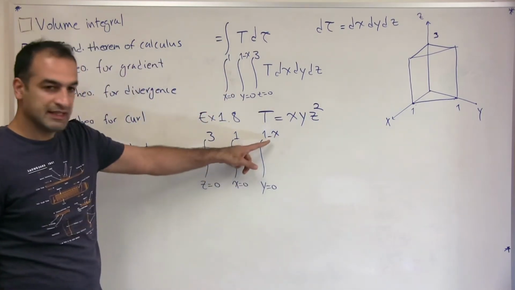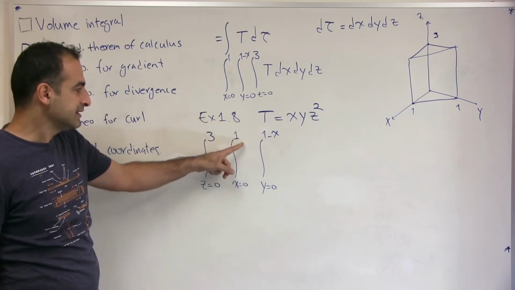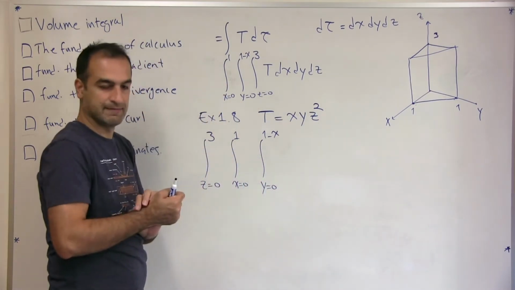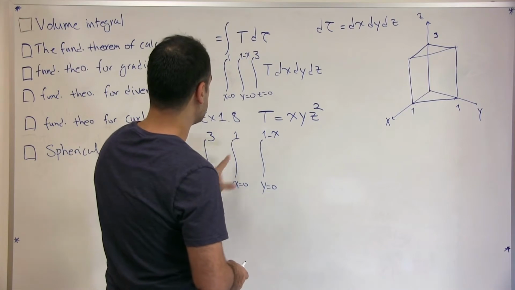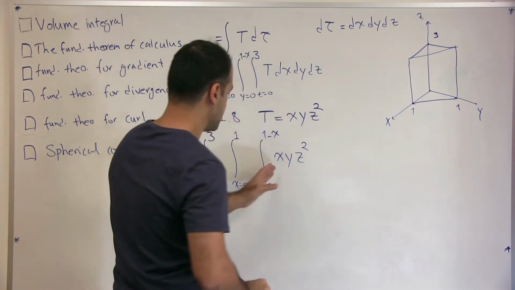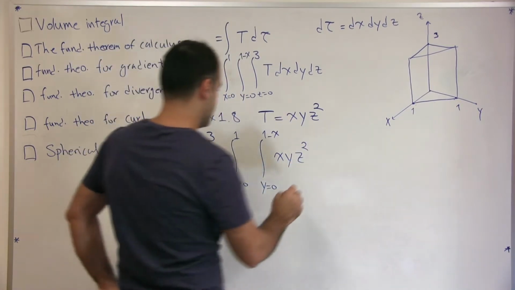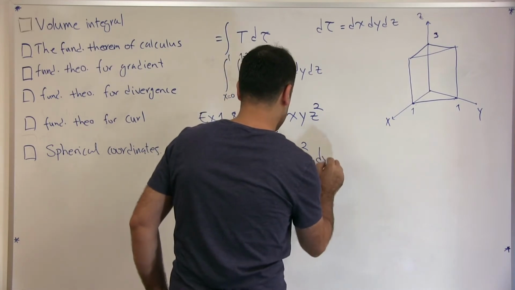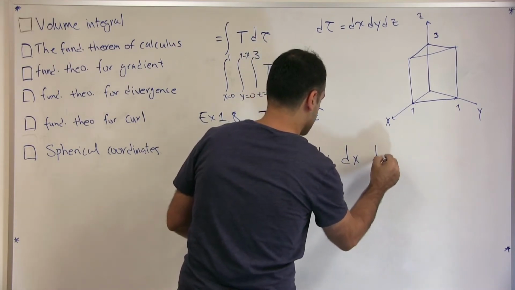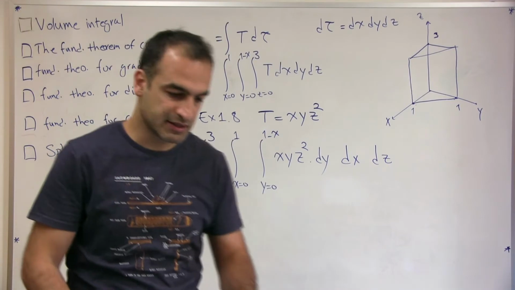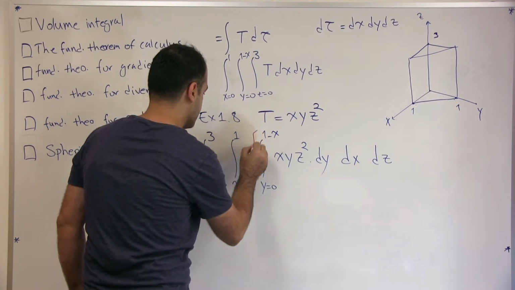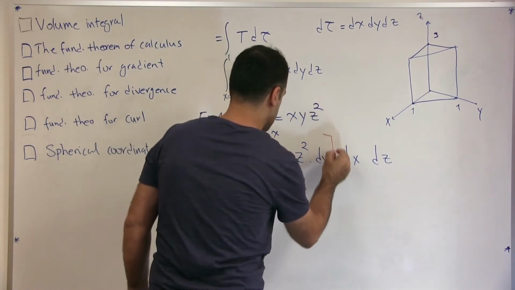Because the limit for y is not fixed and depends on x, it's better to do it first so that you can use the result for the next integral. So these are the 3 integrals I have. For the integrand, I just write whatever is given: x, y, z squared. And then I'm going to do dy, and then dx, and then dz. Now let me put things in brackets so that it's obvious which integral I'm doing first and which one second. So the first integral I want to do is just this.